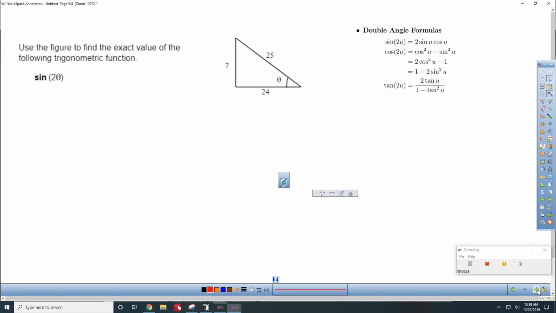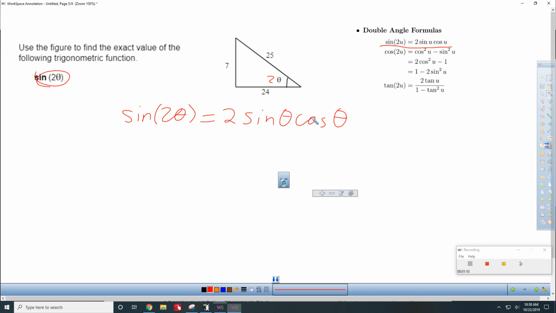So here's the first problem. We're going to find the exact value of this trigonometric function right here. So we're trying to find sine of 2 times this angle. We can use these handy dandy double angle formulas, and since we want to find sine 2 theta, we use that formula. So sine 2 theta equals 2 sine theta cosine theta, and we can find the sine and cosine using this right triangle right here.